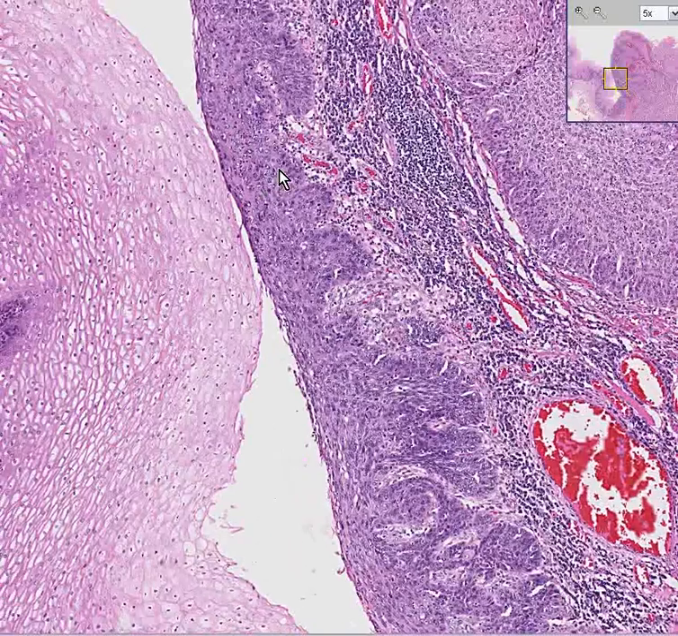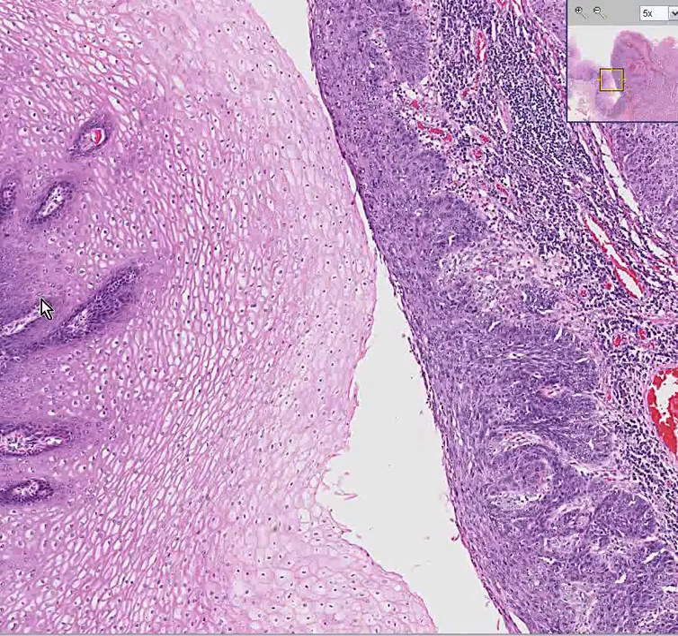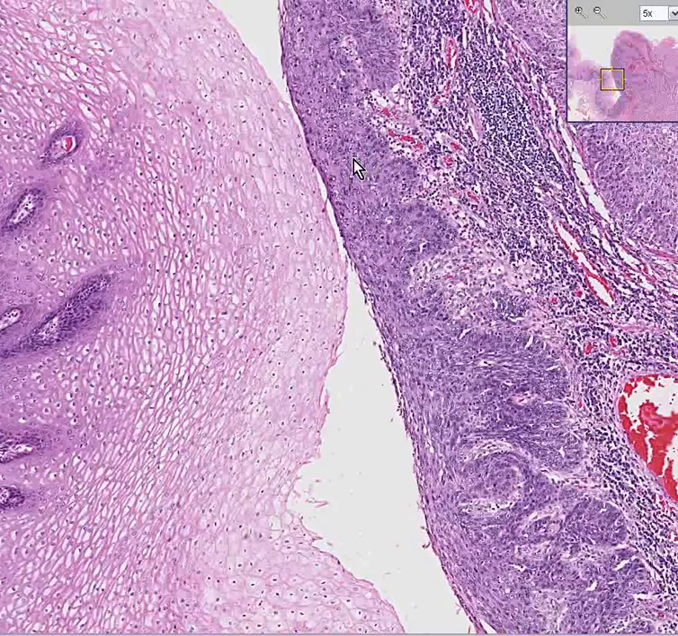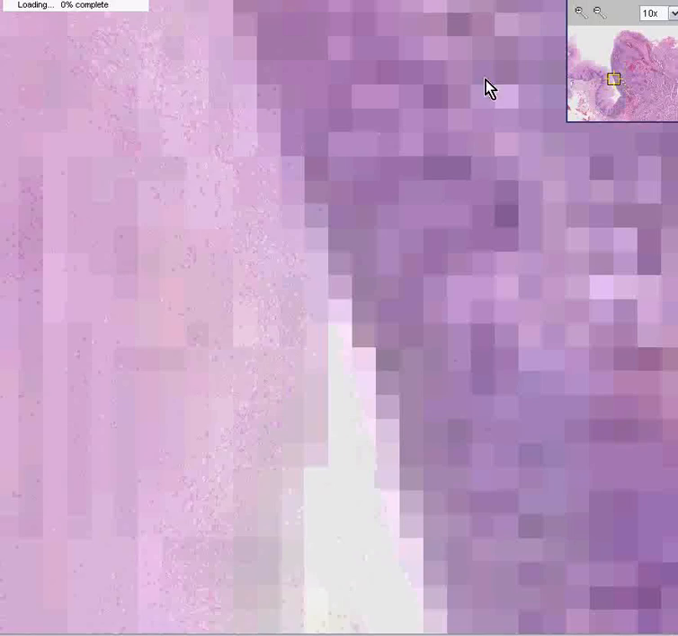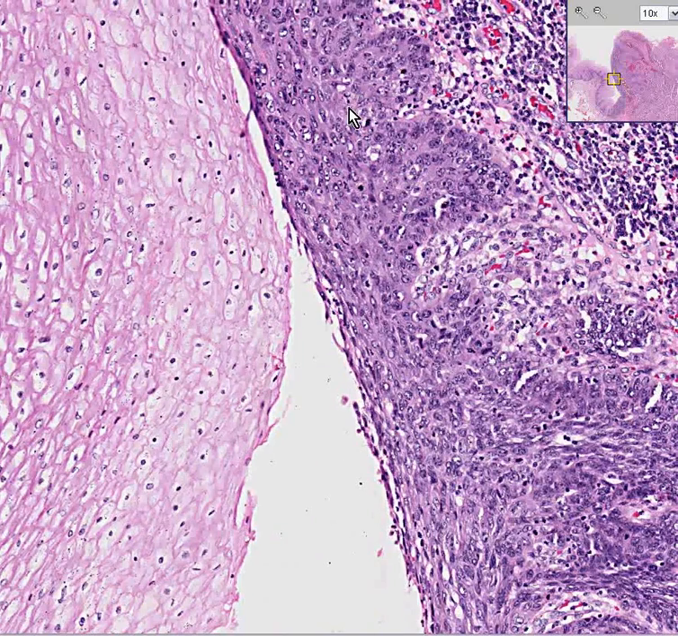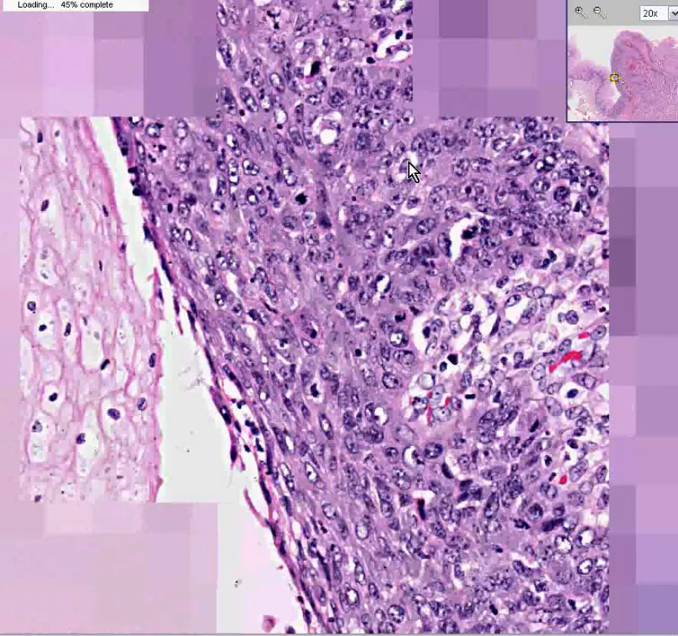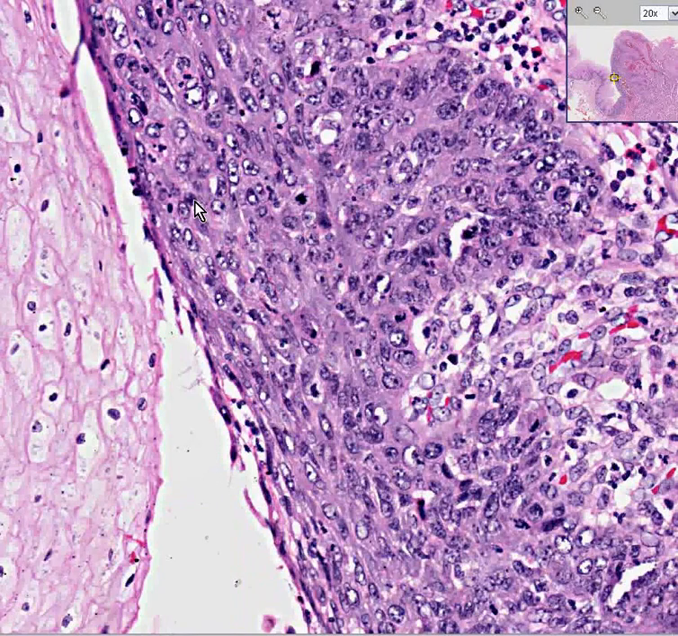In this area, you can compare it to the normal squamous mucosa, and this area is a squamous cell carcinoma, which is limited to the mucosa, and at this point does not infiltrate. So in this area, you could call this squamous cell carcinoma in situ. Let's look at it. Here's a mitosis, here's a mitosis, here's a mitosis.